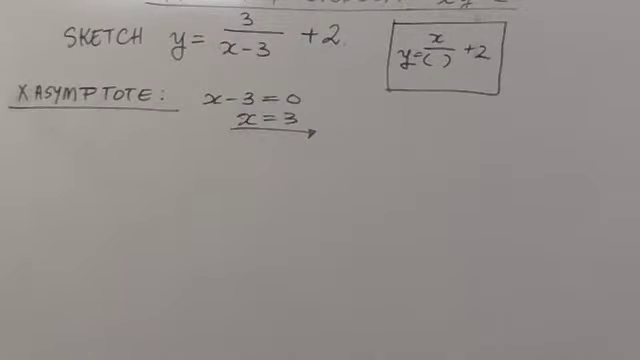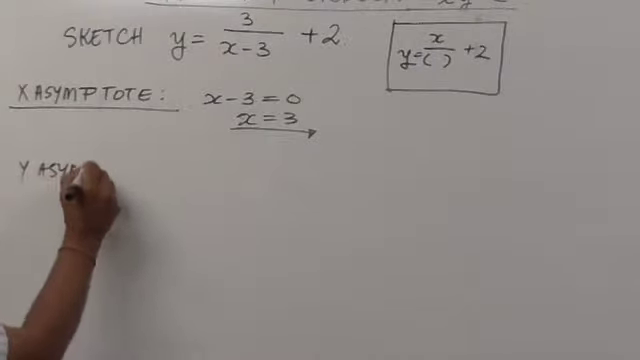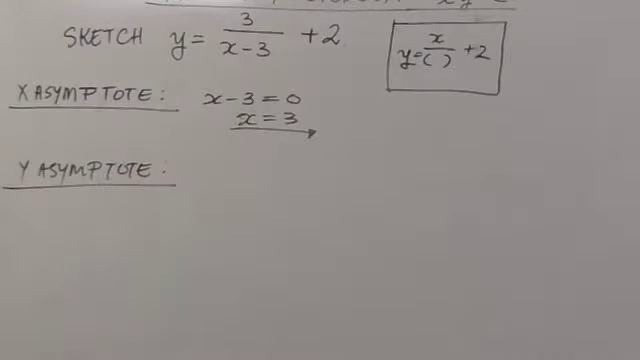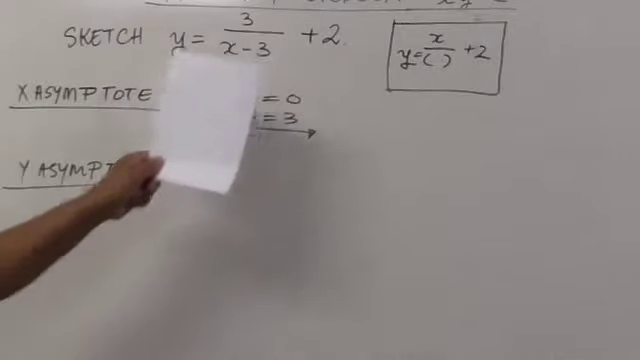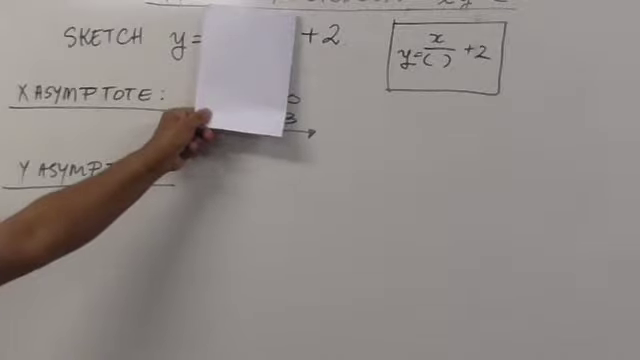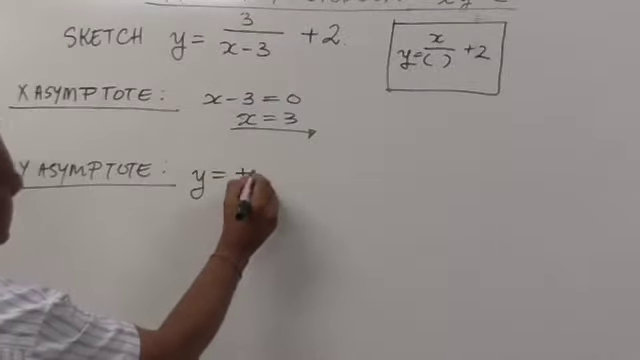Now you want the y asymptote. When you want the y asymptote, this is what you do. Just block off this section here. And what do you see? The answer is y is equal to 2. So that's your final answer. The asymptote is y is equal to 2.